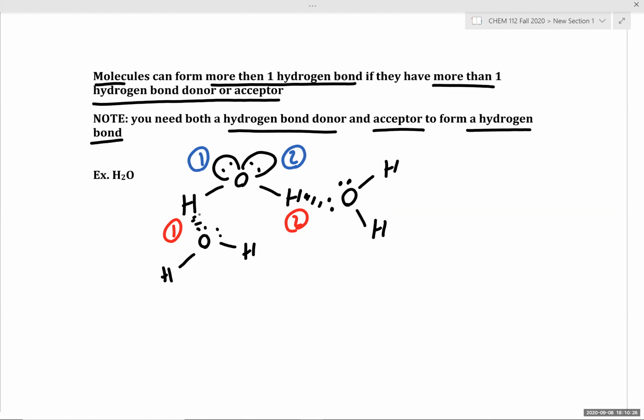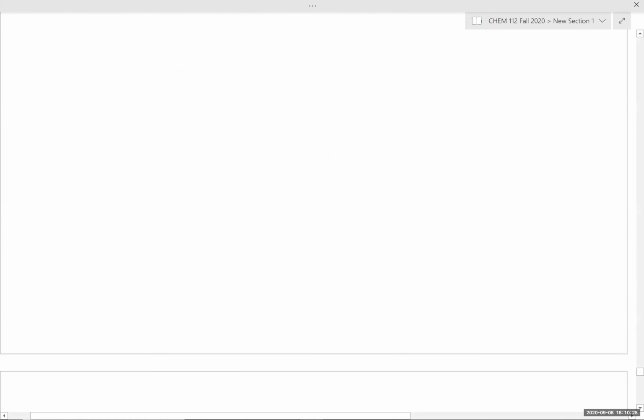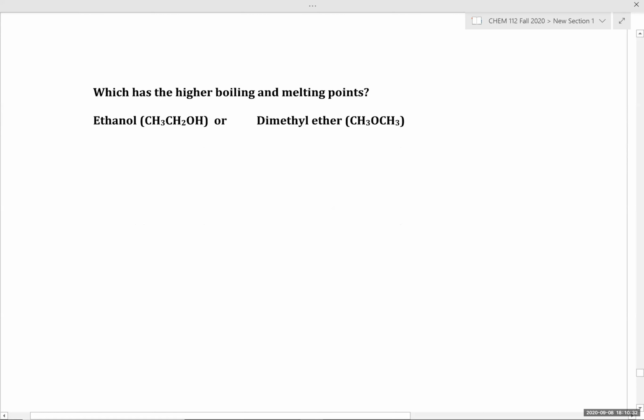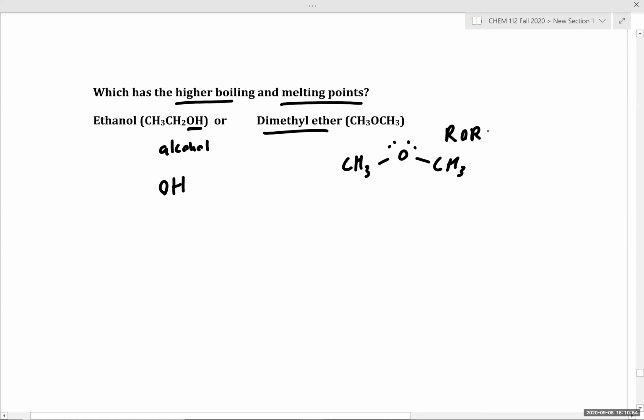Perfect. So let's keep going now. I'd like you to tell me which of these 2 substances would have the higher melting and boiling point: ethanol, which has an alcohol or an OH functionality, or dimethyl ether, which has an ether functionality and looks something like this. This ROR functionality is known as an ether.